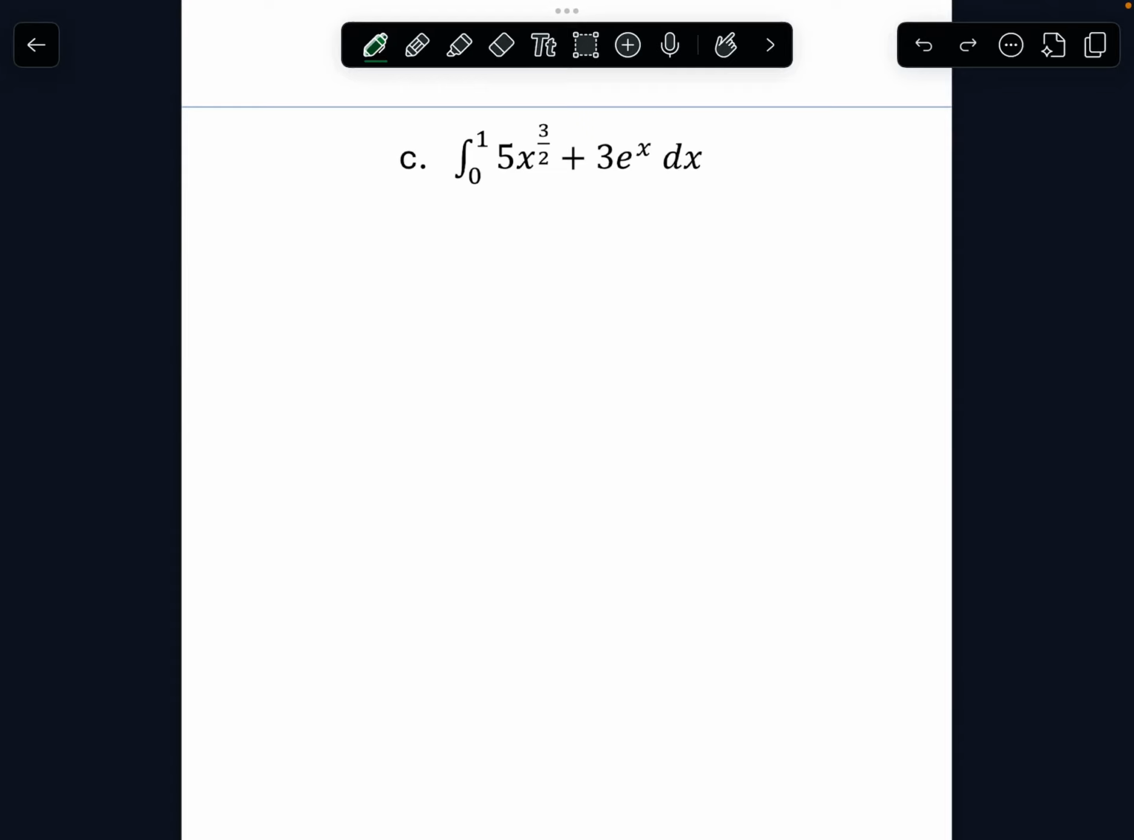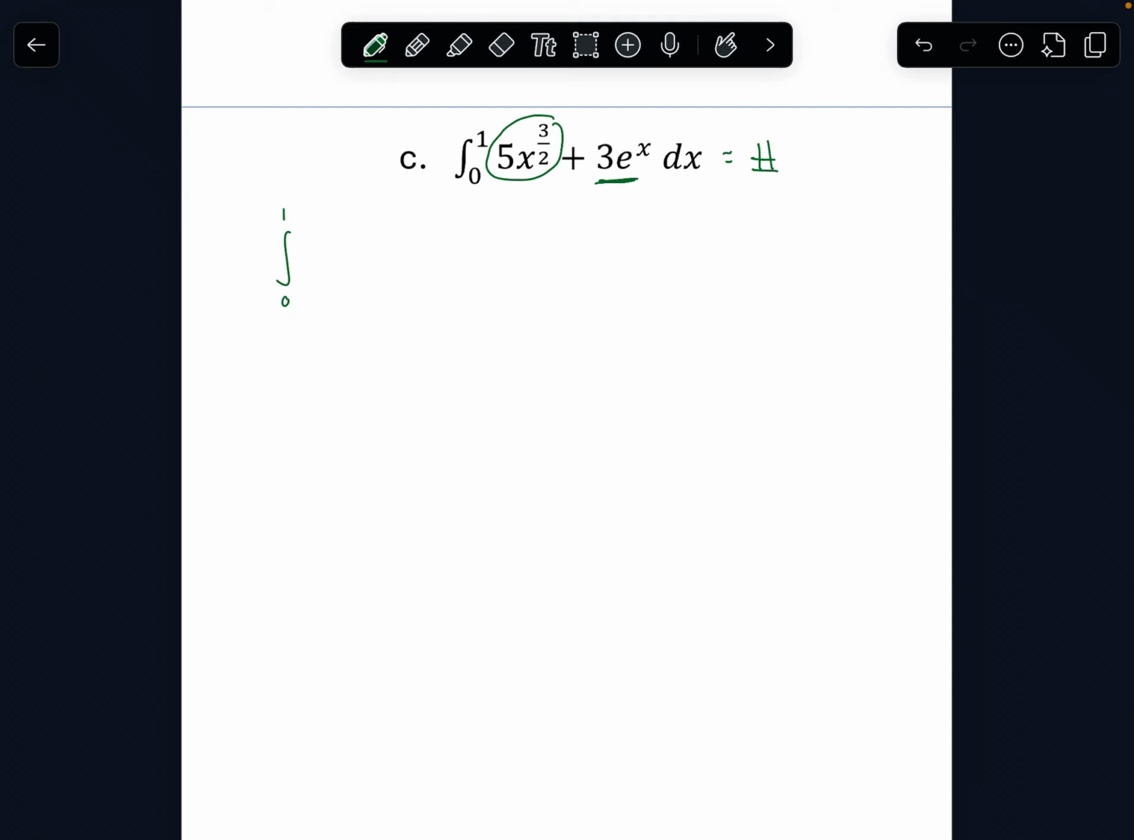For this next one, again, it's another definite integral, so we expect our answer to be a number. We have a mixture of a polynomial term-ish, and then we also have this. All right, let's just split this up into two real quick so we can address them individually.